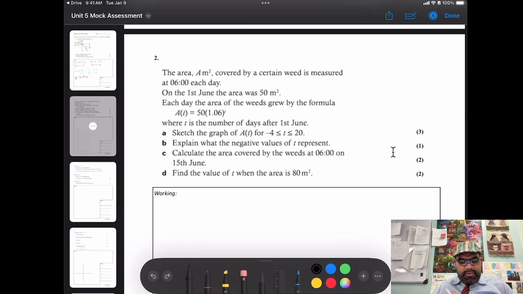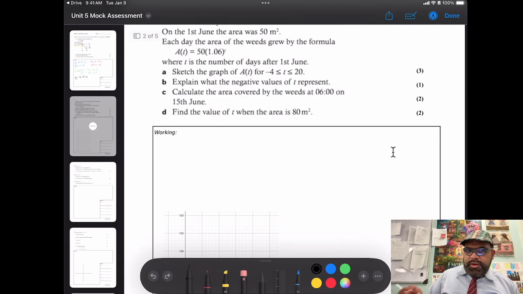Sketch the graph of A of t for negative 4 less than or equal to t less than or equal to 20, and explain what the negative values of t represent. Calculate the area covered by the weed at 6 a.m. of 15 June, and find the value of t when the area is 80 meters squared. Guys, we need our calculator here.